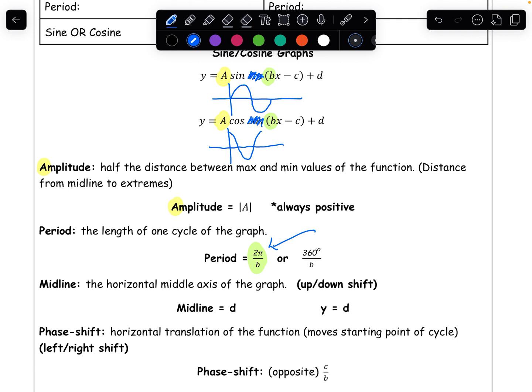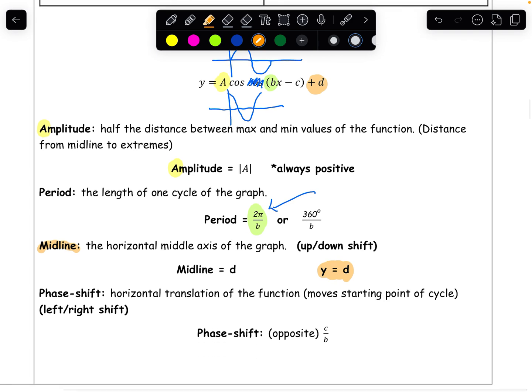Your midline, it is your shifting up and down. And so your midline is your D value. And then we have this thing called a phase shift. Now, the phase shift can cause a little difficulty because it's C over B. So you're using that B term again. And it's always the opposite because, again, go back to transformations. Inside, opposite. So if it's minus, we add.